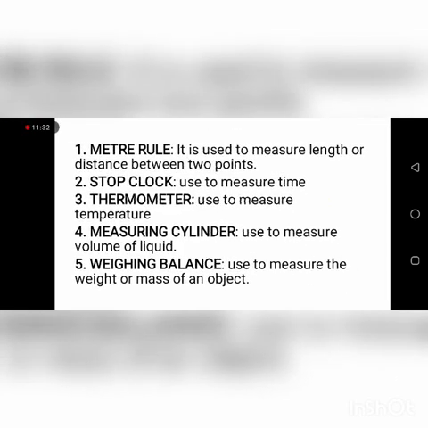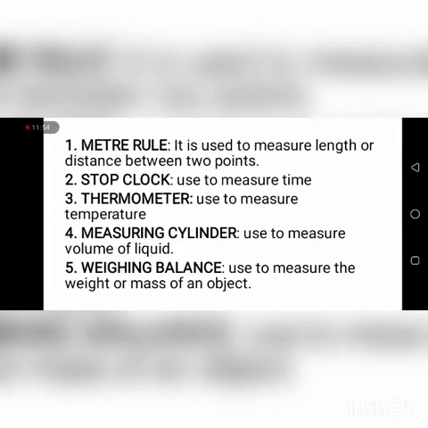For the meter rule, it is used to measure length or distance between two points. Yes, that is the meter rule, like a ruler. The stop clock is used to measure time in seconds. That is the use of the stop clock. The thermometer is used to measure temperature. Temperature is the degree of hotness or coldness. So you use a thermometer to measure temperature.